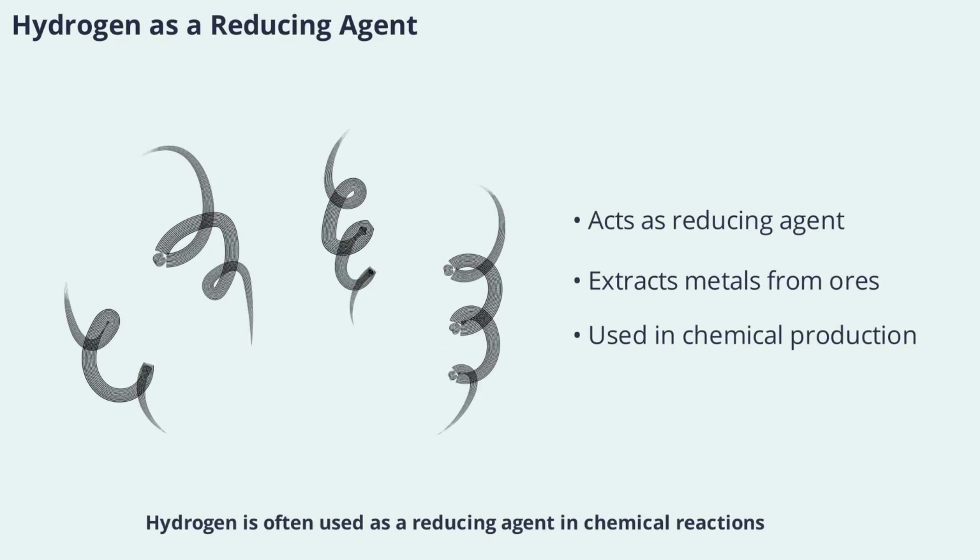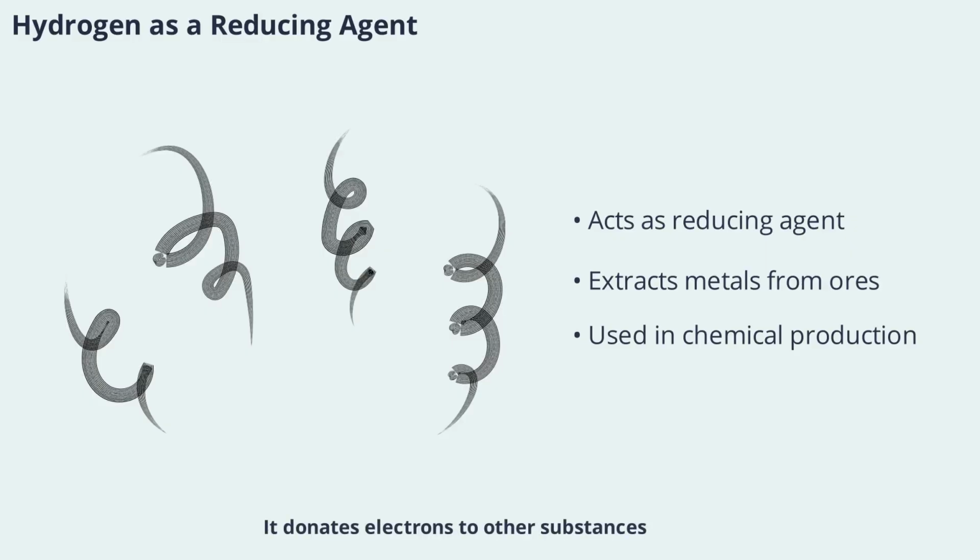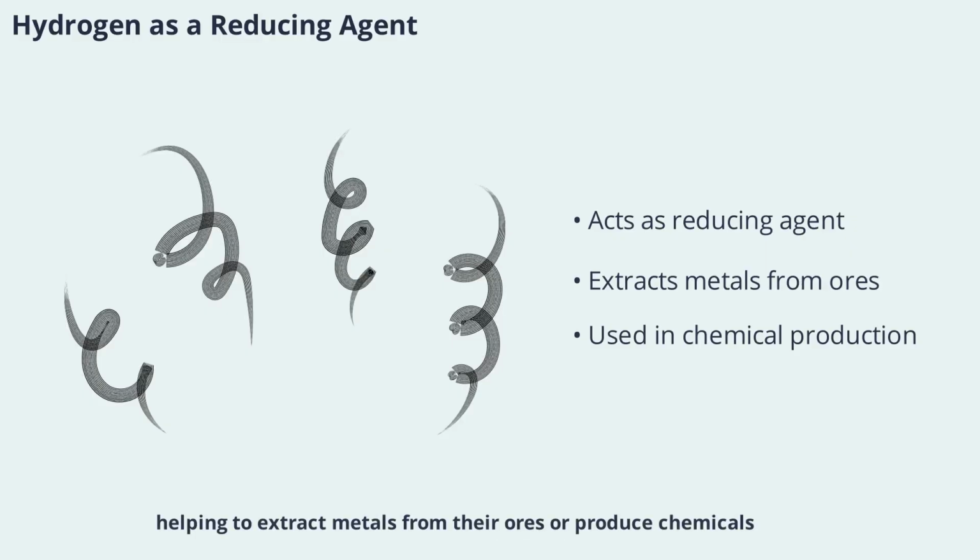Hydrogen is often used as a reducing agent in chemical reactions. It donates electrons to other substances, helping to extract metals from their ores or produce chemicals. This property is widely used in industry, especially in the production of metals and chemicals.